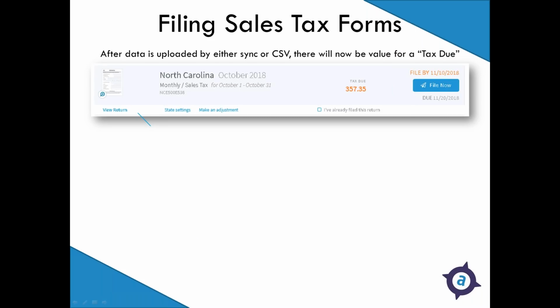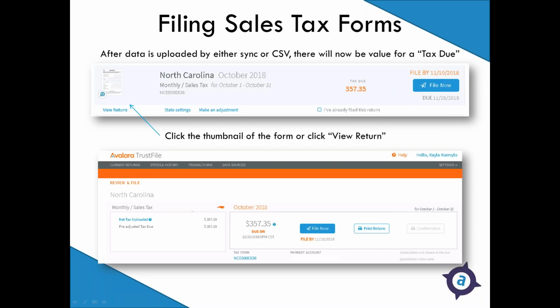Okay, so once the data is in there, which again can happen by automatic sync or by the CSV upload, you'll now have a tax due showing in orange, whereas before, like I had mentioned, that was not there. But now that data is in TrustFile, it does show that. And then from there, you can go and view the tax return that Avalara has created. You can do that by either clicking on the actual thumbnail itself or clicking the View Return button at the bottom. So it's pretty easy to get to.